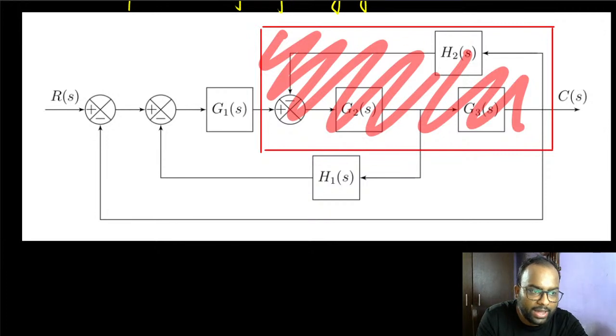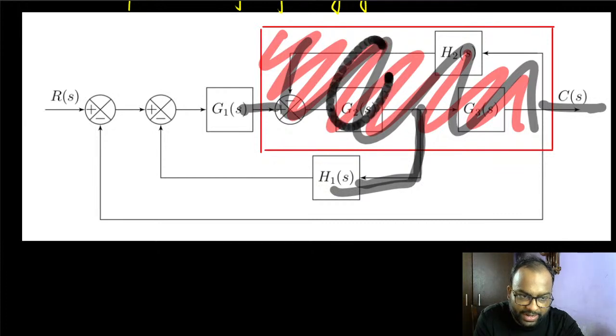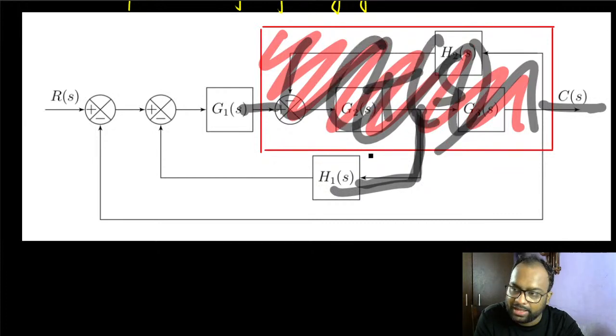The question is, where will this signal come out of? If I represent everything that is there with a single transfer function that has one input here and one output here, then where will this come from? If I write a big transfer function G(s) here, then where will this come from?